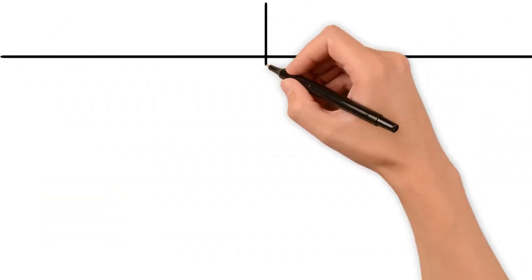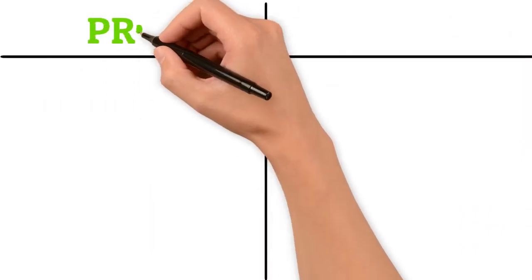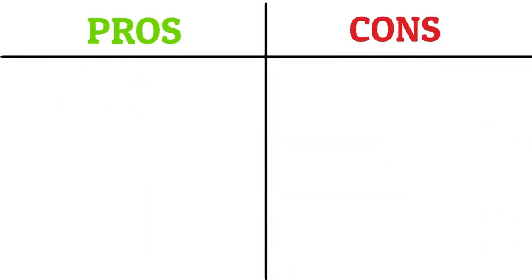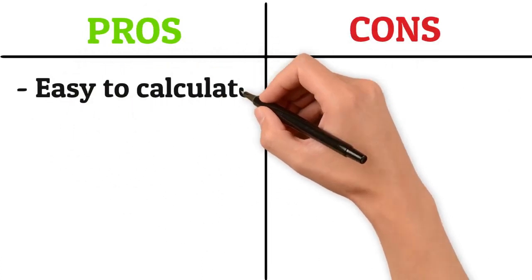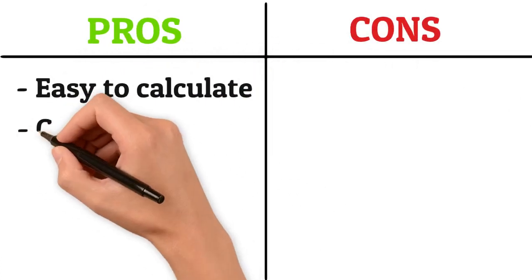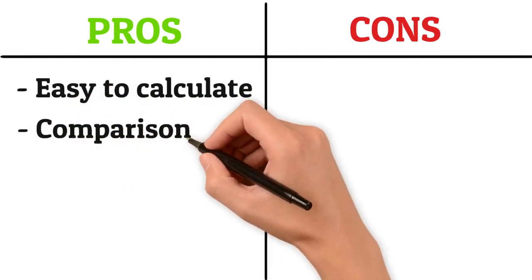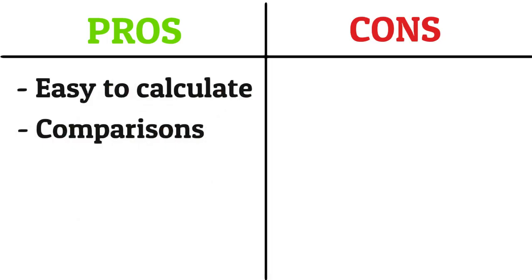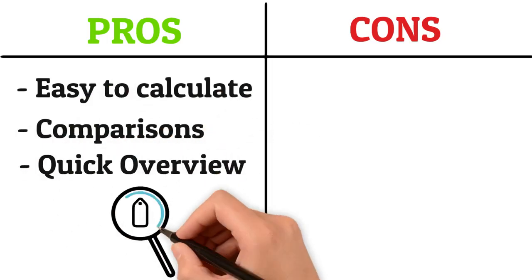Now, the PE ratio is a great tool, but it's not perfect. Let's look at some pros and cons. It is easy to calculate and interpret, even for beginners. It helps compare the valuation of companies within the same industry or sector. It gives us a quick overview of valuation.